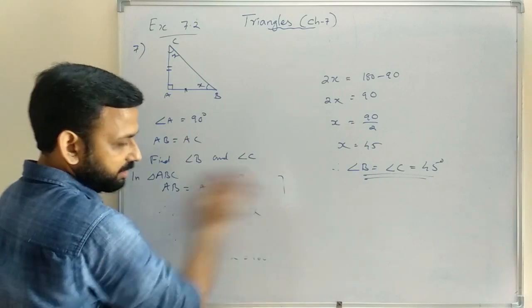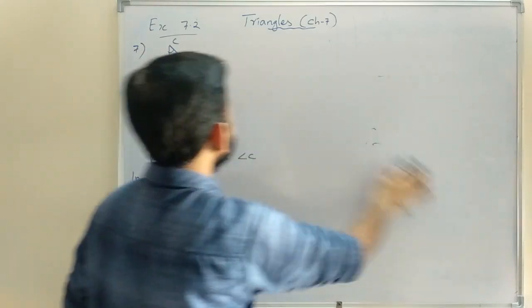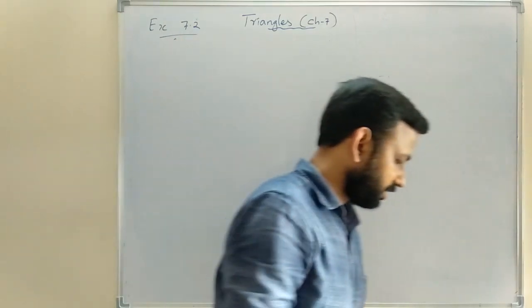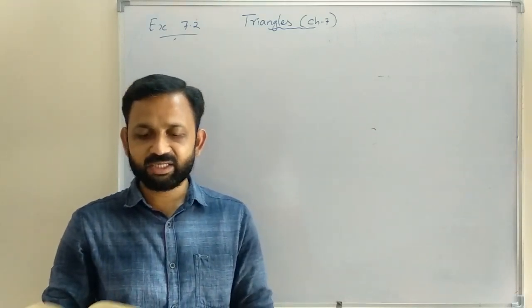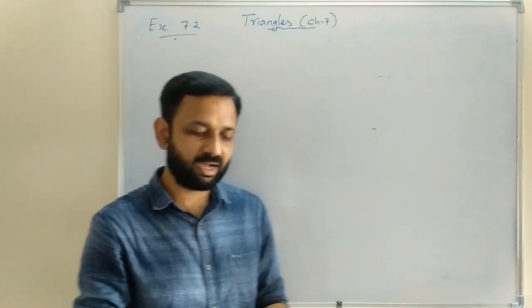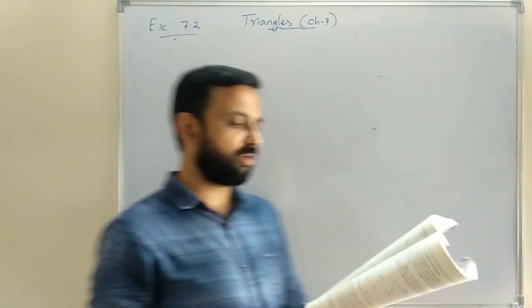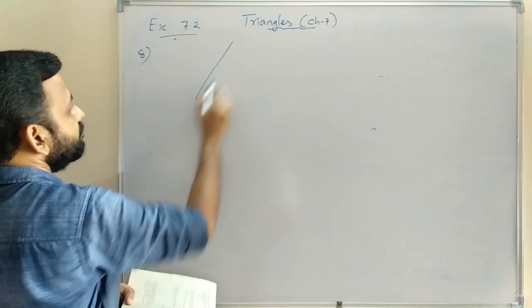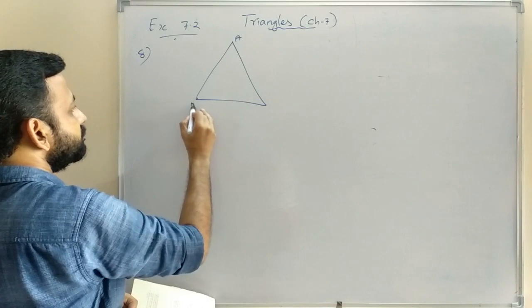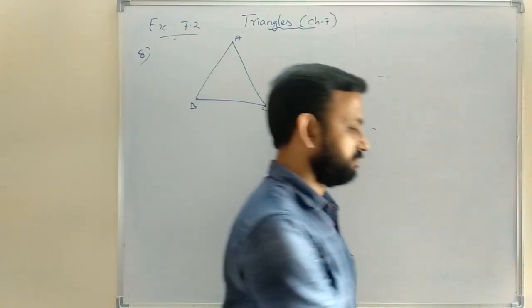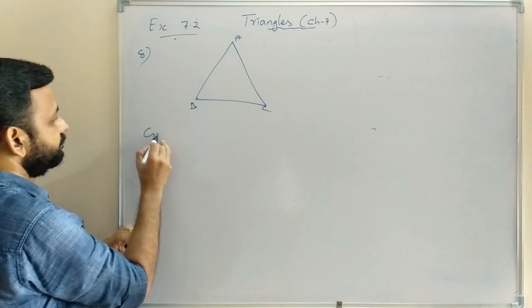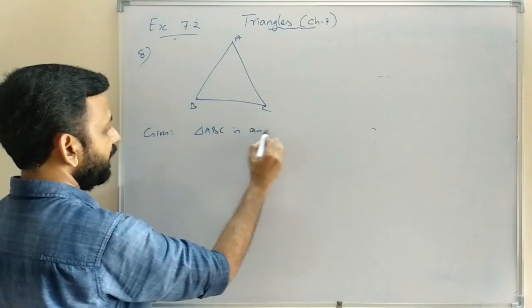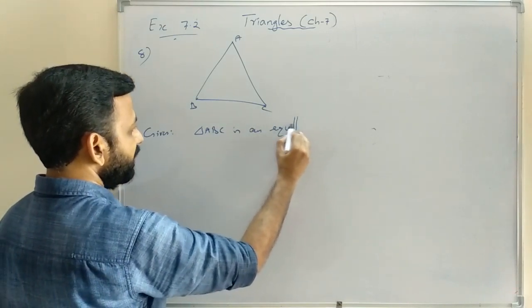Then the last question, question number 8. That question is: show that the angles of an equilateral triangle are 60 degrees each. Question number 8. So triangle ABC. Given condition, ABC is an equilateral triangle.